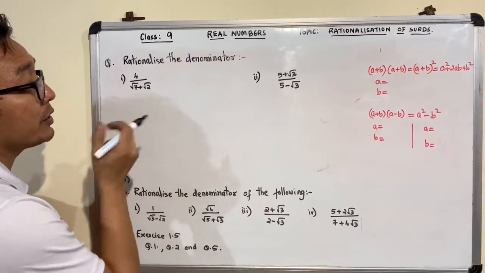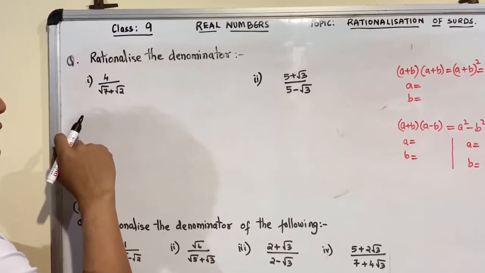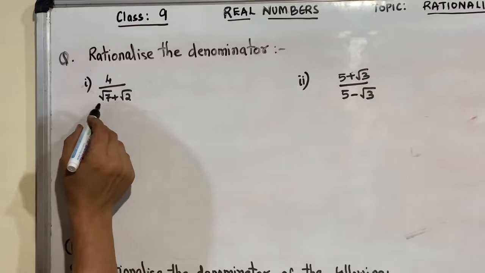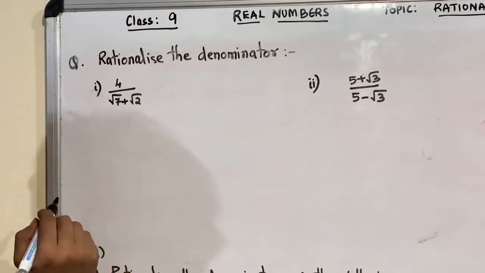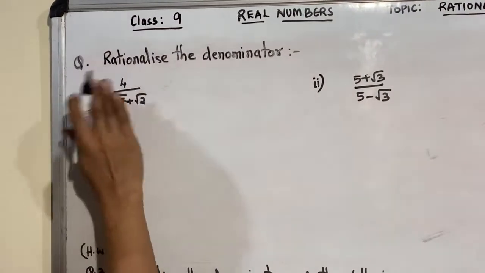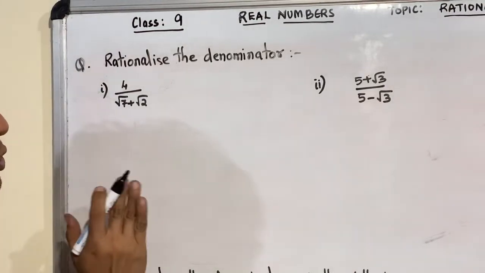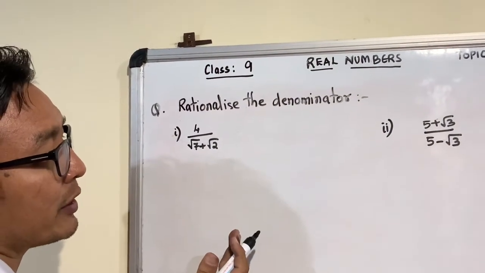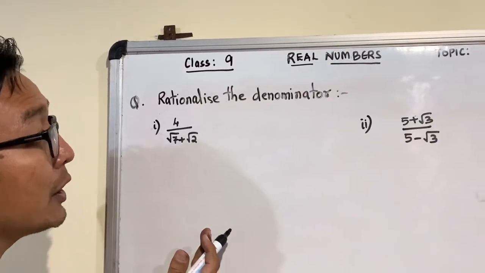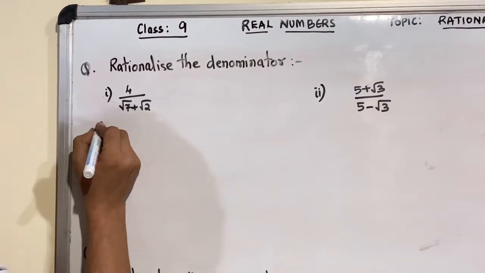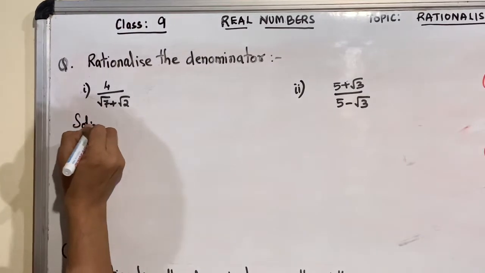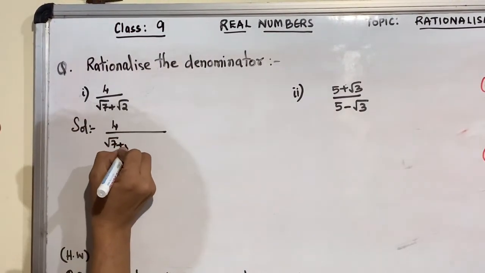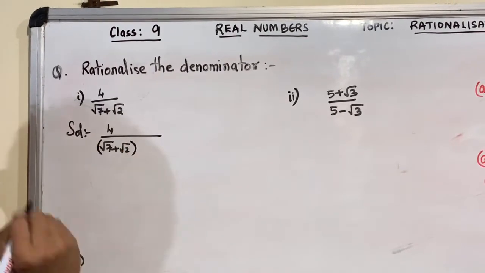Earlier we did a monomial surd. Now listen: 4 upon root 7 plus root 2. The denominator is an irrational number and we need to make it rational, so this is what we need to do. For 4 upon root 7 plus root 2, we first find the rationalizing factor.